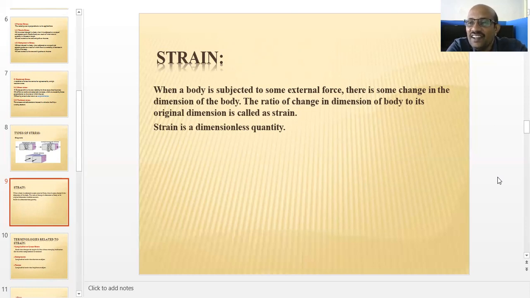Strain is the change in length divided by original length. The dimensions of the body will change under strain. Strain has no units. Why? Because the same units appear in numerator and denominator: change in length divided by original length. That is called strain.